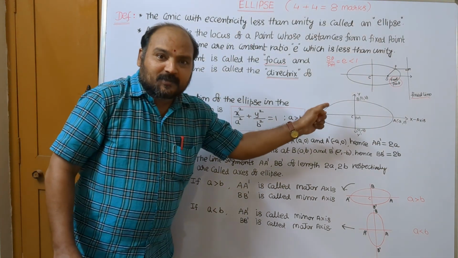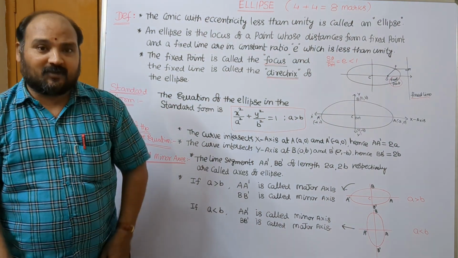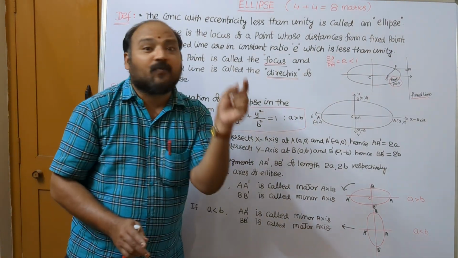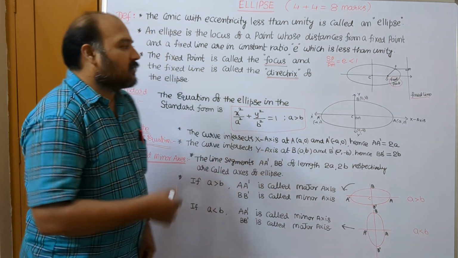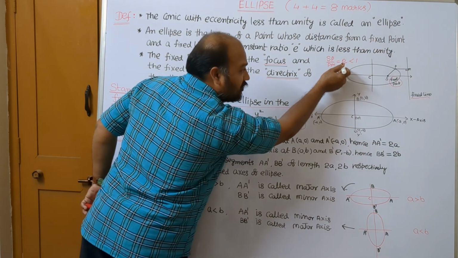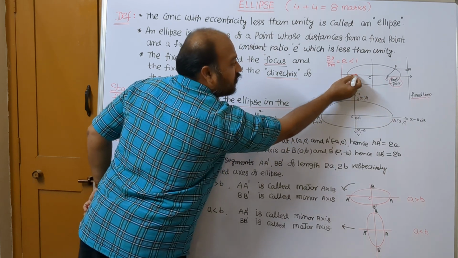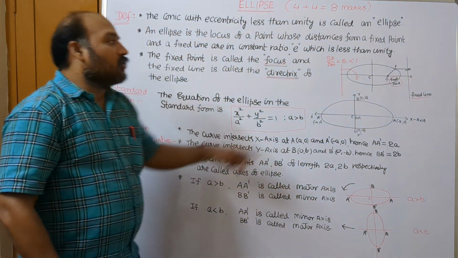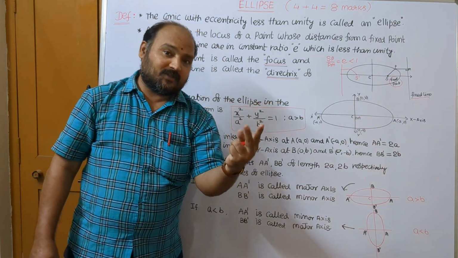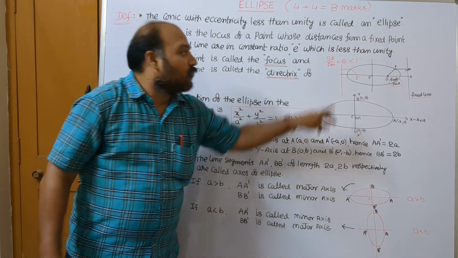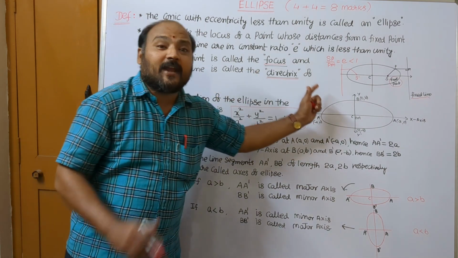So for the ellipse, two foci are there and two directrices are there. The plural word for focus is foci. On this side also, there is another fixed line and another fixed point S dash. So the ellipse has two foci and two fixed lines, the directrices. The plural word of directrix is directrices.